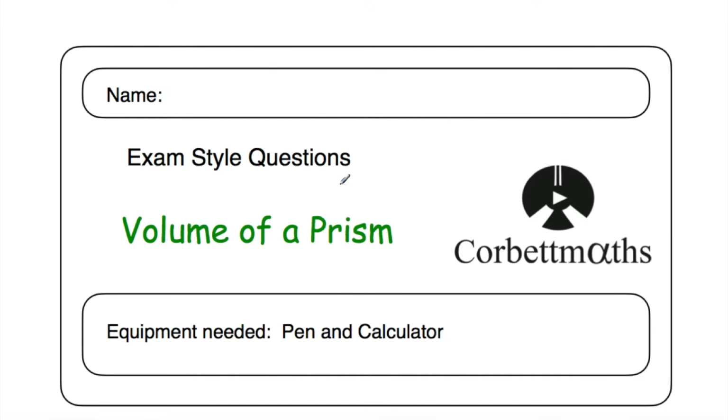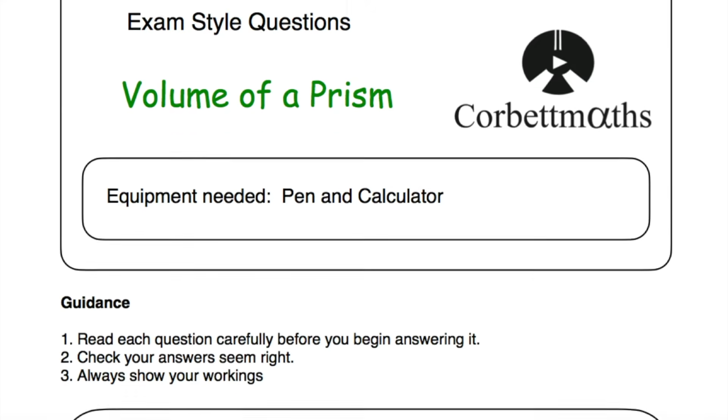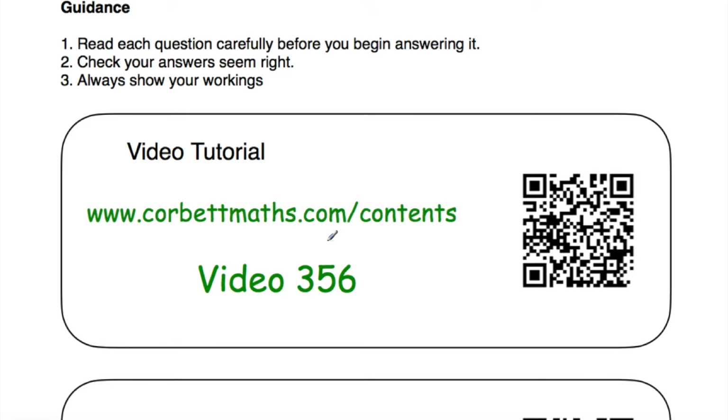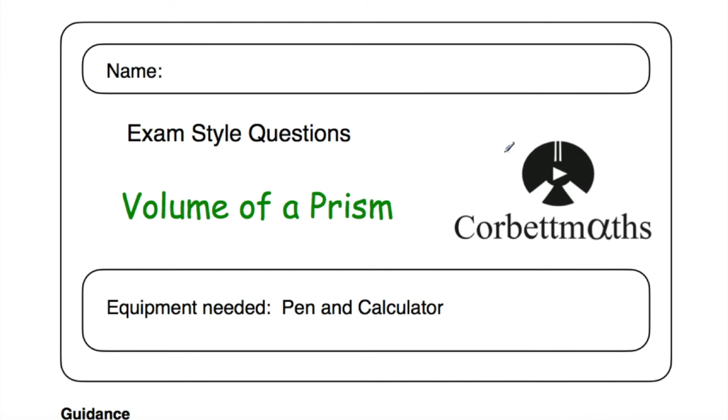In this video, we're going to look at the video solutions to the Corbettmaths Practice Questions on the volume of a prism. If you need any extra help in this topic, go to Corbettmaths, go to the videos and worksheets section and scroll down to video number 356. There's a dedicated video tutorial there on finding the volume of a prism. Alternatively, you could scan this QR code. But in this video, we're going to focus on the video solutions to the practice questions, so let's get started.